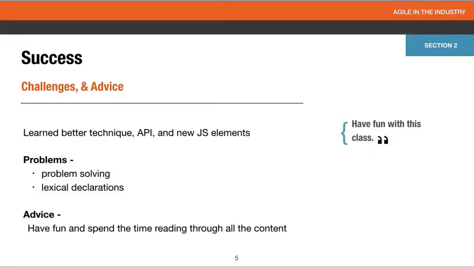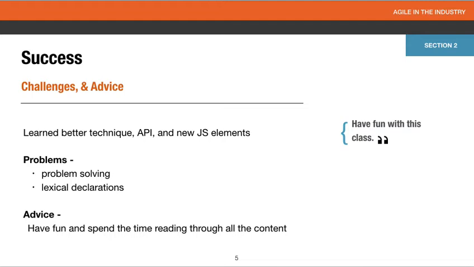So the successes and challenges and advice that I would have for people. Let's see, for success, I would definitely say that there were some better techniques that I learned. I mentioned it briefly, I didn't even know about insert adjacent elements and HTML. So that was a really nice thing. I've actually used that at work already since.